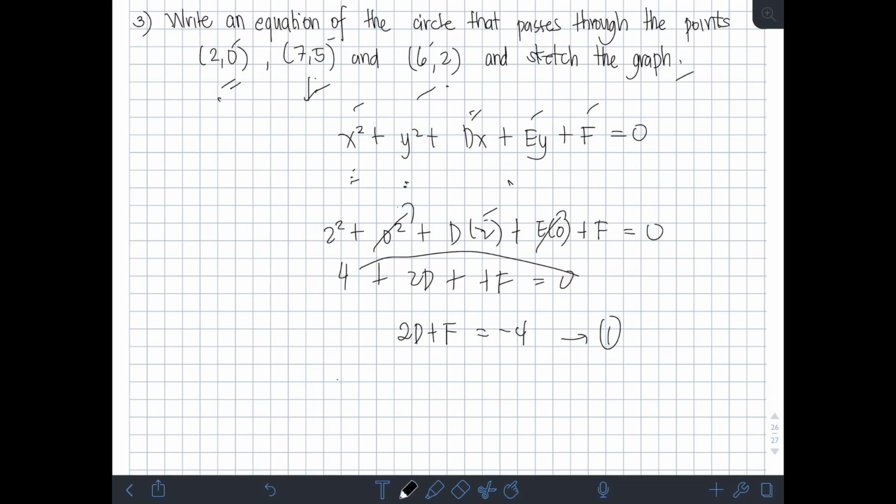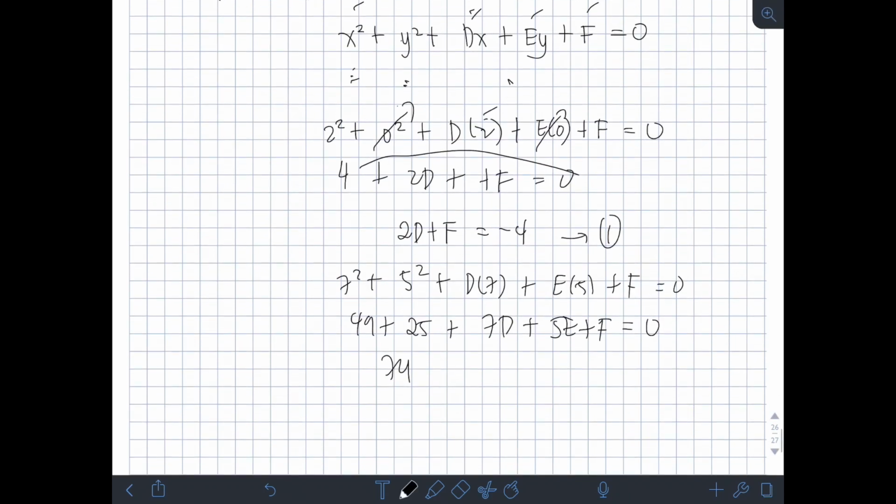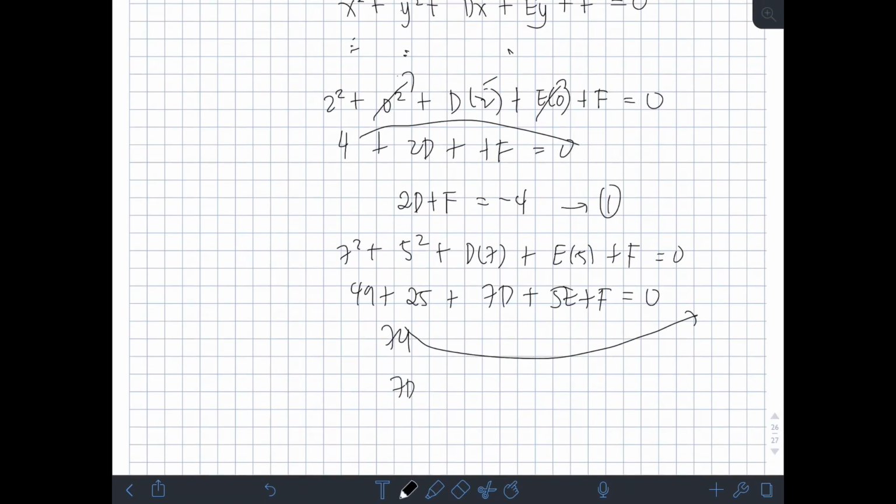Then, (7, 5) naman. So, we have 7² + 5² + d times 7 + e times 5 + f = 0. So, we have 7² is 49 plus 5² is 25 plus 7d plus 5e plus f equals 0. So, add natin to. 49 plus 25 is what? 74, right? And then, transpose natin to sa kabila. Magiging 7d + 5e + f = −74.